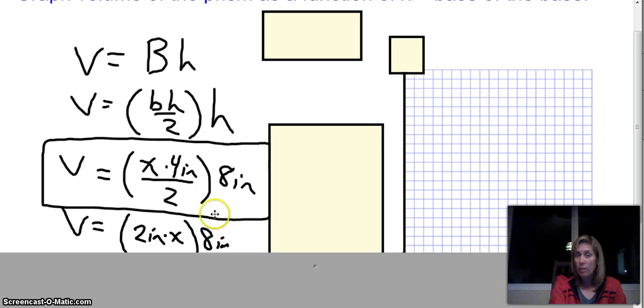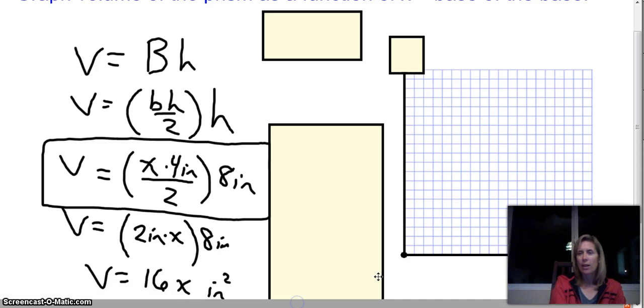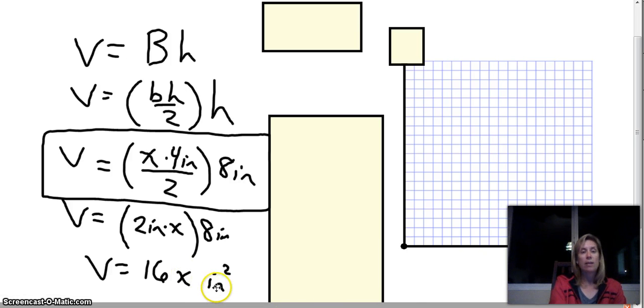We can actually use the commutative property and bring that 8 over near the 2. What is 2 times 8? 16. Very good. So the most simple way to write this equation is the volume equals 16x times inches squared, right? That x is the unknown base of the base, right?